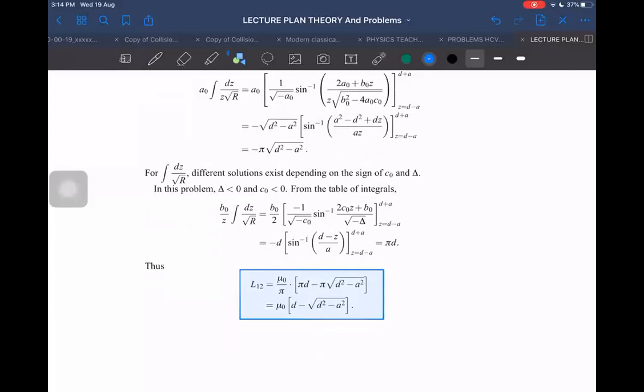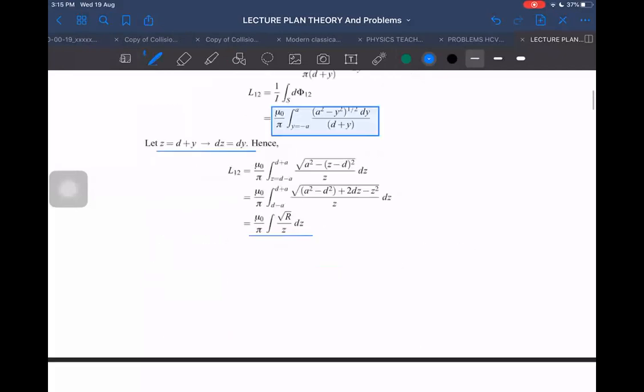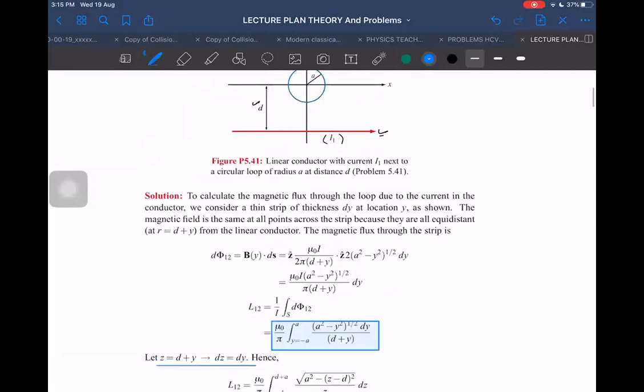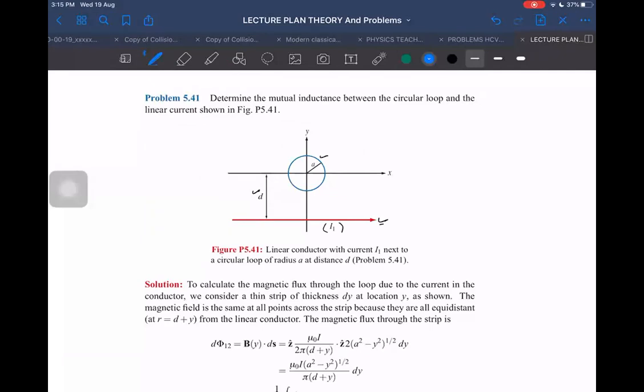Because the answer was simple, somehow I am feeling that there will be some ways to simplify this integration. Probably we can do it in some other way, because otherwise we will not get such a simple result at last: just mu naught into d minus root of d square minus a square. Very simple. Okay, I will try to simplify it. If I end up getting some method by which we can do it in an easy way, then I will tell you. Otherwise, leave it. No need to do also. Okay.